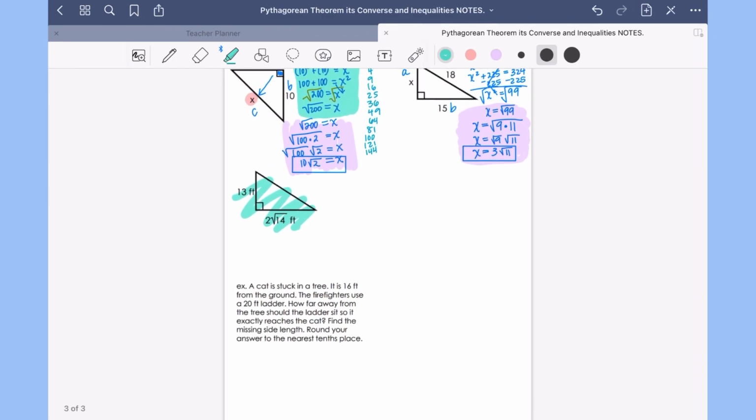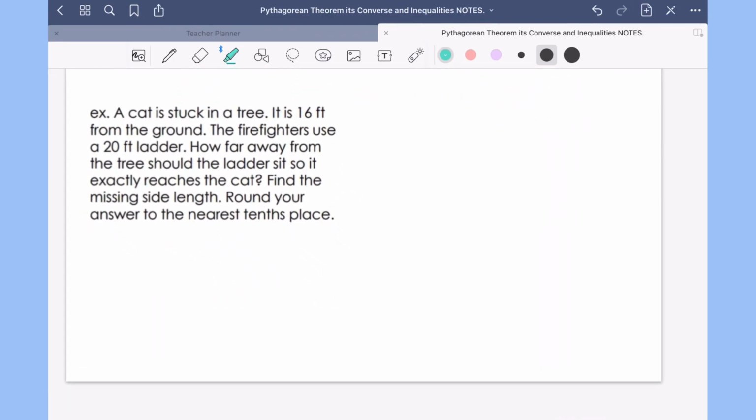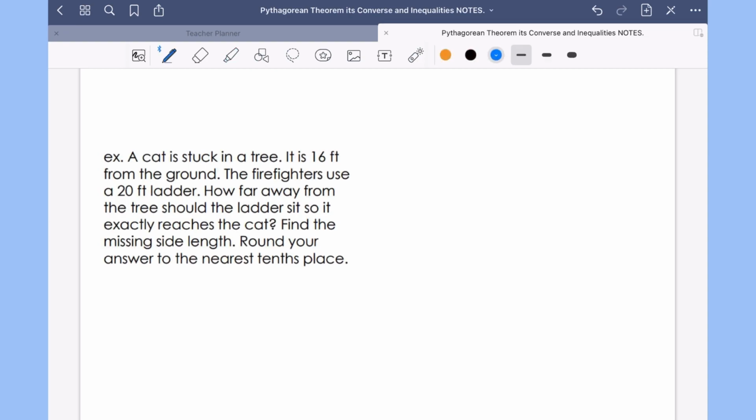Oh, sorry, I forgot this one. Okay, this one is easy. The cat is stuck in a tree. How far up is the cat stuck? 16 feet off the ground. Let's draw a picture. Oops. 16 feet off the ground. This cat is stuck up here on a tree. I'm just going to write the word cat because I don't know how to draw a cat.